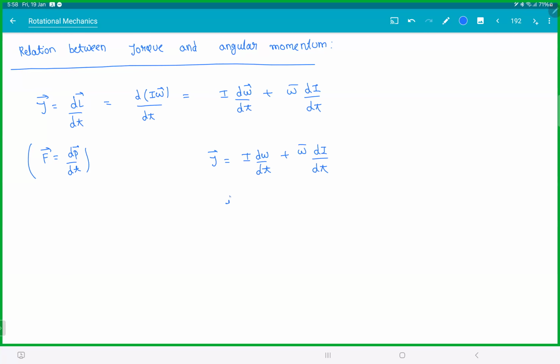Now, if I is constant, then the term dI by dt becomes 0. Then the equation becomes torque is equal to I d omega by dt, and d omega by dt is alpha. So this equation, torque is equal to I alpha, which we are using, is only valid when I is constant. Till now, we never had a problem where I was changing, so it didn't matter. But we will see a problem where, when I changes, then you can't use torque is equal to I alpha.